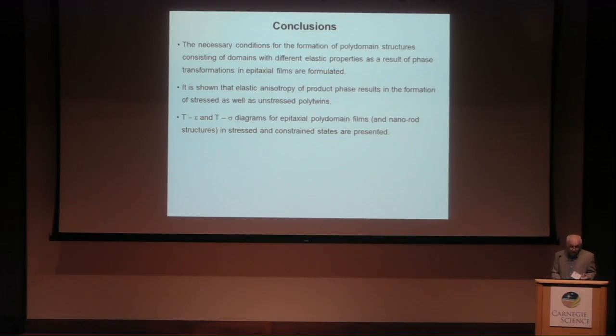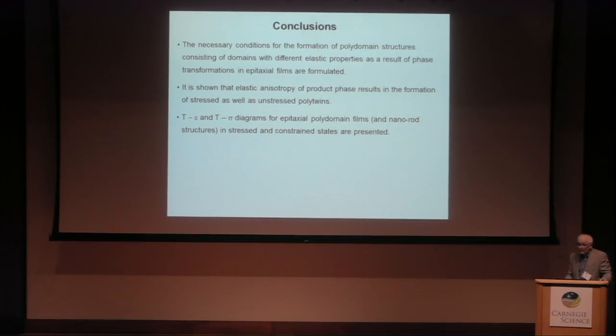Second, a more important result is to show that elastic anisotropy of the product phase results in formation of stressed and unstressed polytwin. Unstressed polytwin is something which we have known about for maybe 30 years. About stressed, it is something new, and I expect maybe there's something interesting.